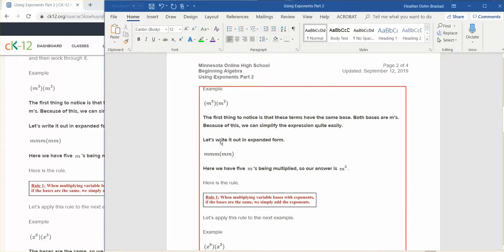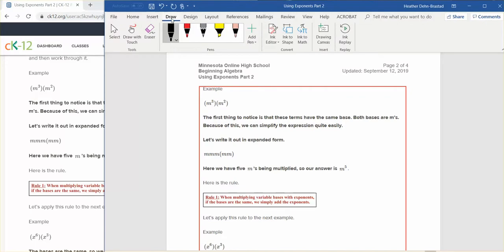Here's what we're going to do. We're going to rewrite m to the third in expanded form. That would be m times m times m. I'm also going to rewrite m to the second power in expanded form. That would be m times m. We don't really need the parentheses. We could rewrite this without the parentheses and just have m times m. If you want dots, you can, or you can just write them next to each other.